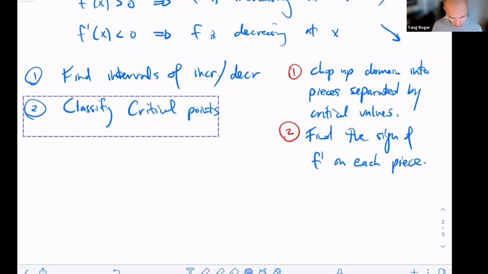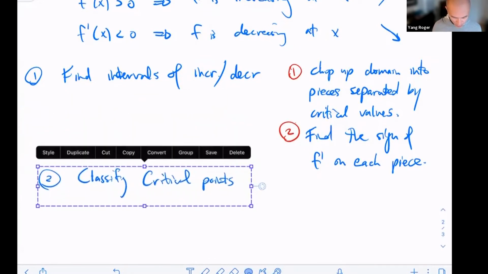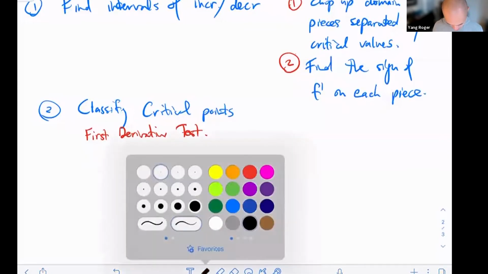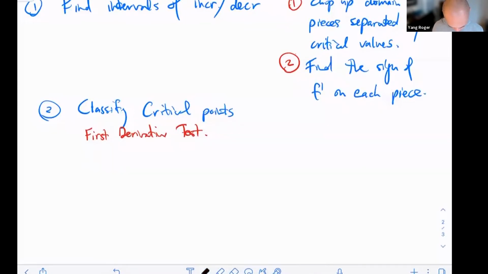For the second part, classifying critical points, this is what we call the first derivative test. And it's not called the first derivative test because it's the first test. It's called the first derivative test in reference to the first derivative. And I can really show you this pretty easily by drawing a bunch of pictures. So let me draw 4 pictures for you.